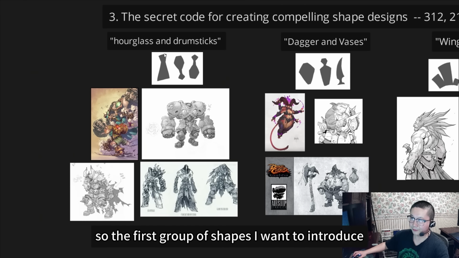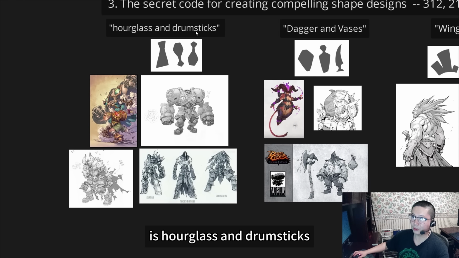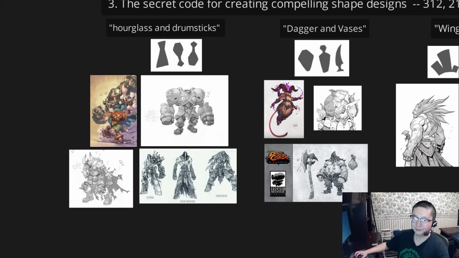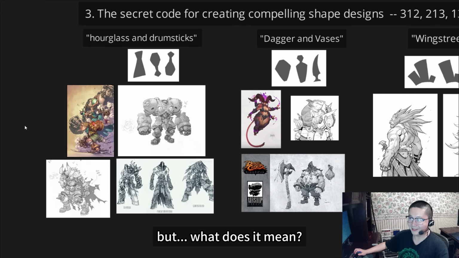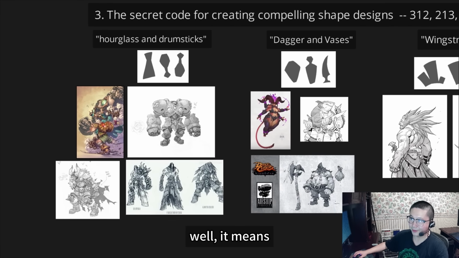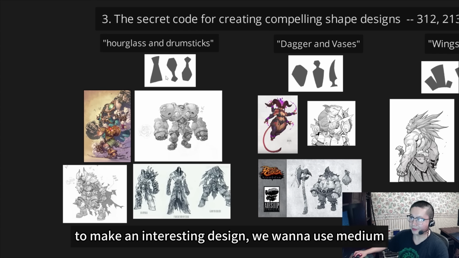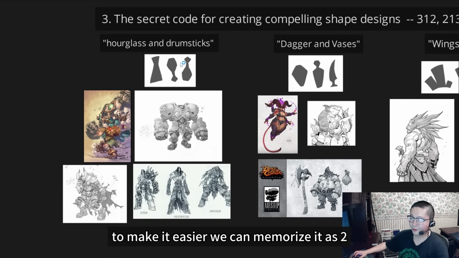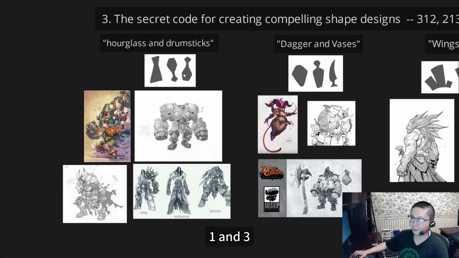So, the first group of shapes I want to introduce is hourglass and drumsticks. And if you look at it, it's literally just hourglass and drumsticks, right? Like chicken legs. But what does it mean? Well, it means to make an interesting design, we want to use medium, small, and big, or big, small, and medium. To make it easier, we can memorize it as 2, 1, and 3.